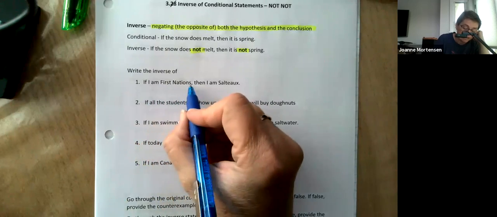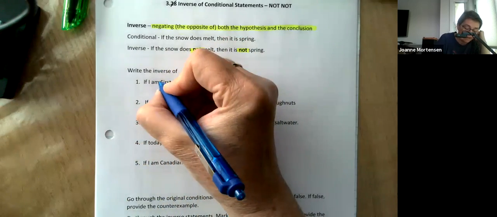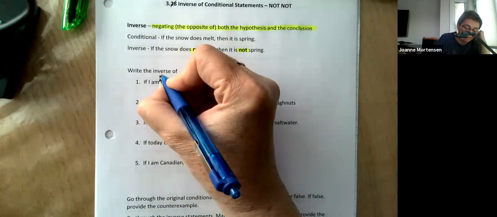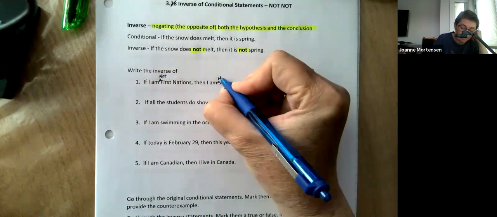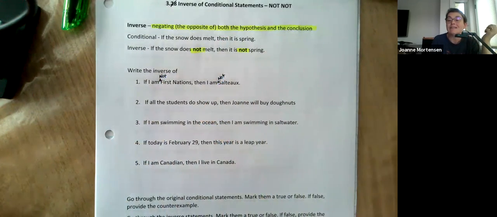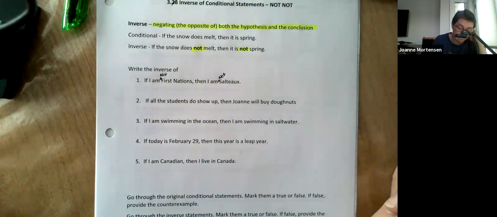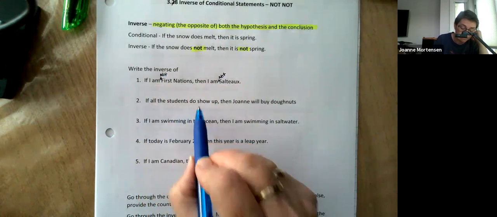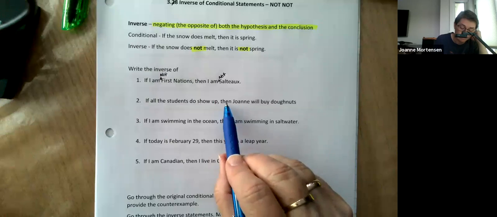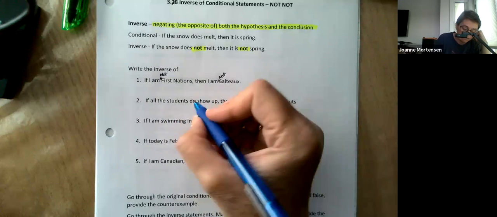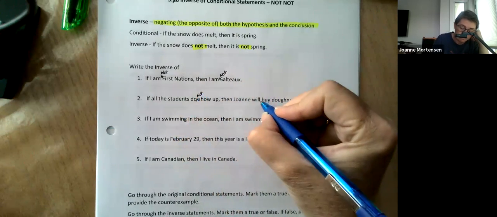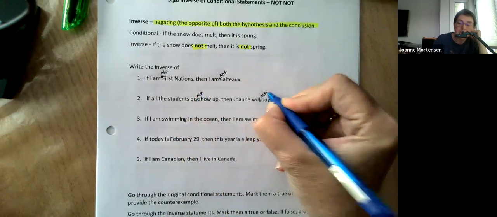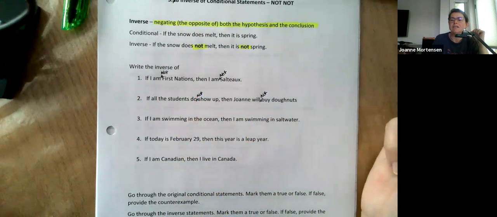If I am First Nations, then I am Soto. If I am, and this part is me being real lazy, not First Nation, then I am not. That's it. That's all you have to do. It's a not. Just make the opposite of both parts and you are done. If all the students do show up, then Joanne will buy donuts. If all the students do not show up, then Joanne will not buy donuts.